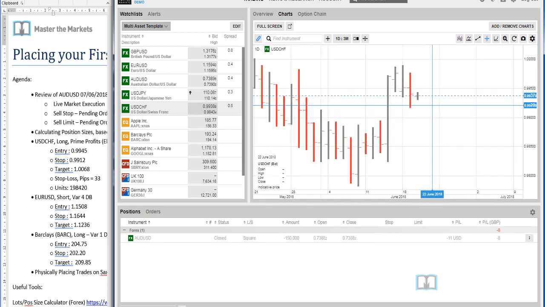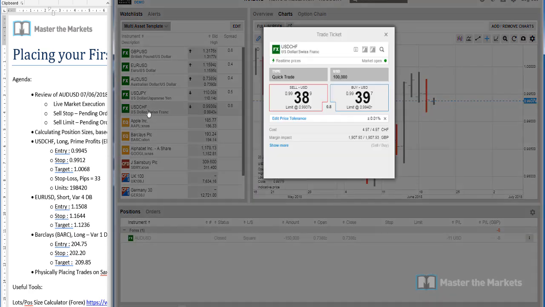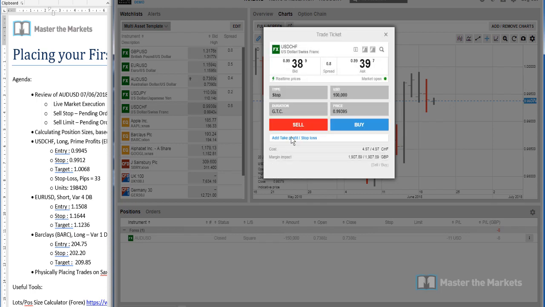Okay. So let's have a look at this just here now. So I'm going to place this trade opportunity. Let's double click on the dollar Swiss franc. First piece of information that's important is that we're going long. And this is an entry above where the current market is. I'm going to use a stop order, and of course I'm going to key in the number of units. Now I've already calculated that: 198,420 is how many units we need to buy.